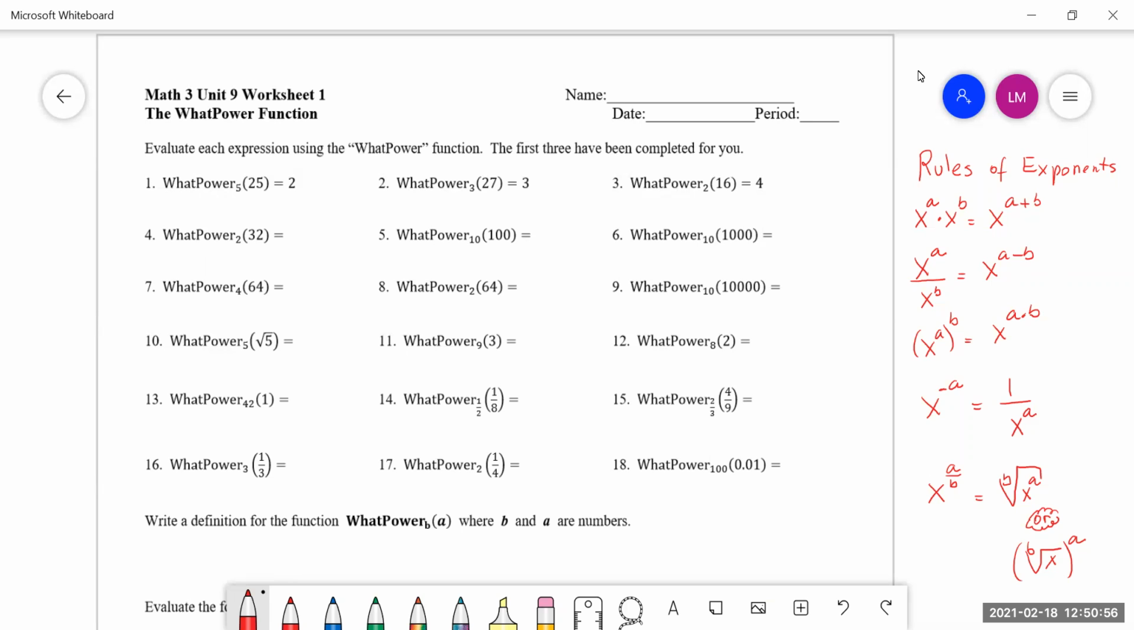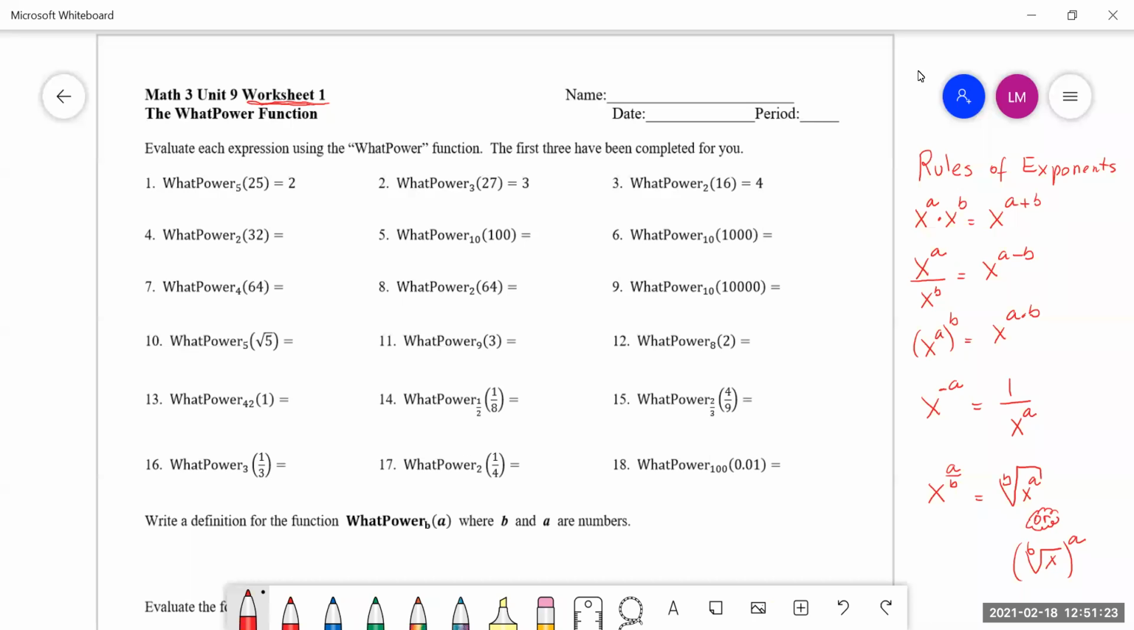We have Unit 9, and I know we're going to be using Worksheet 1, okay? I put this under the notes, but it is also your Worksheet 1. In order for me to introduce you to what Unit 9 is all about, Unit 9 is all about logarithms, okay? But in order for me to introduce you to Unit 9, I need to start with Worksheet 1. So we're going to start with Worksheet 1.